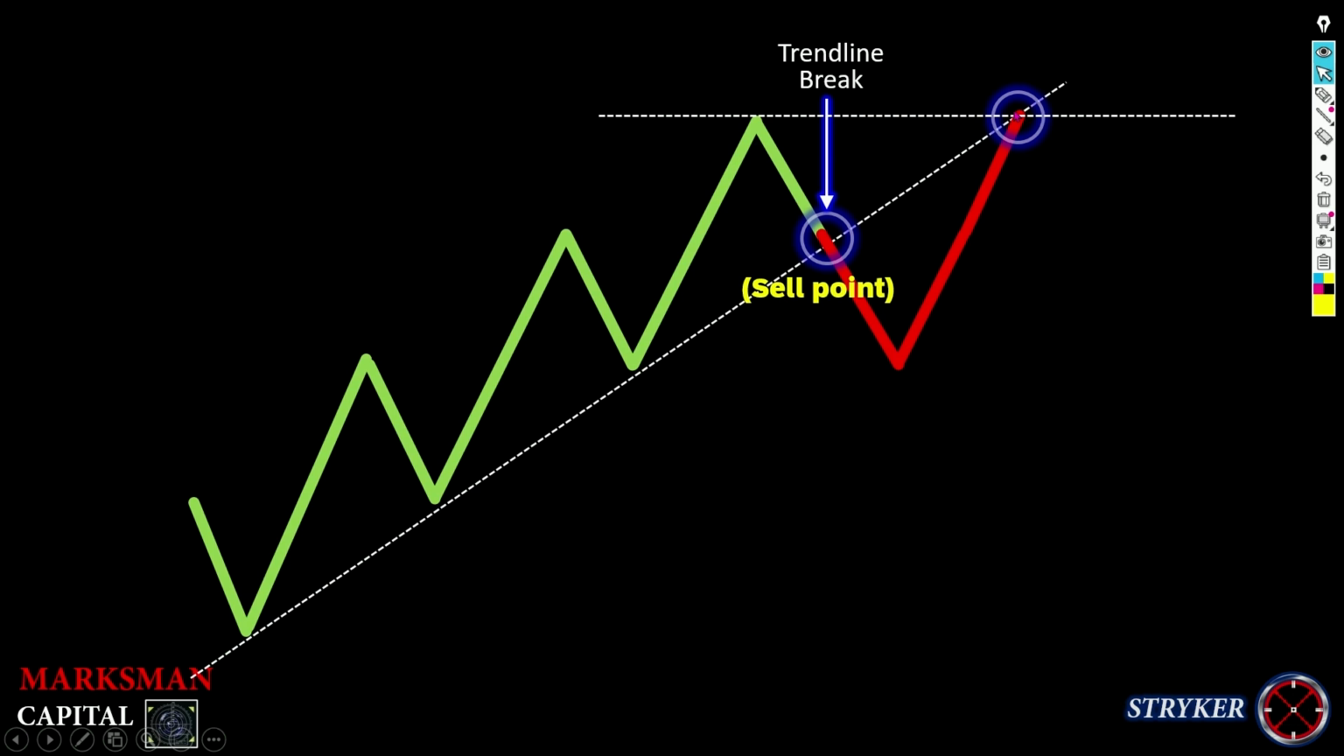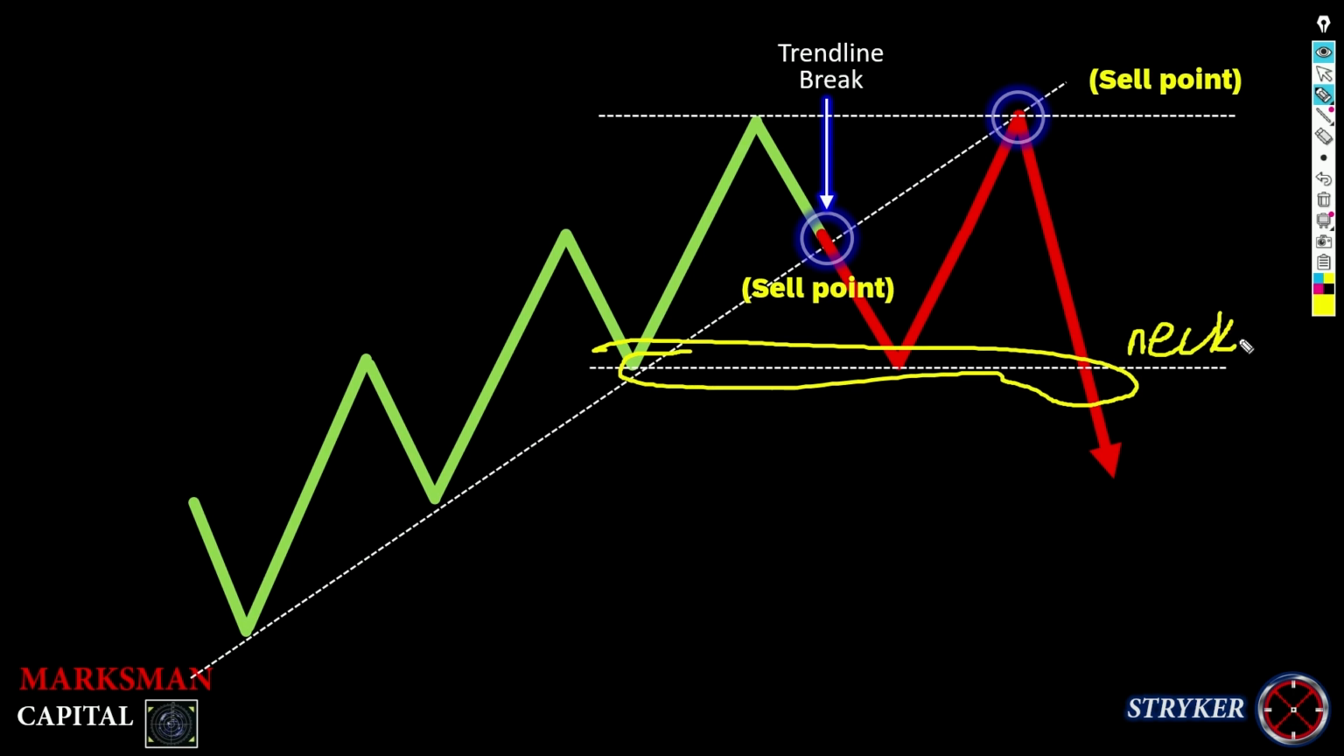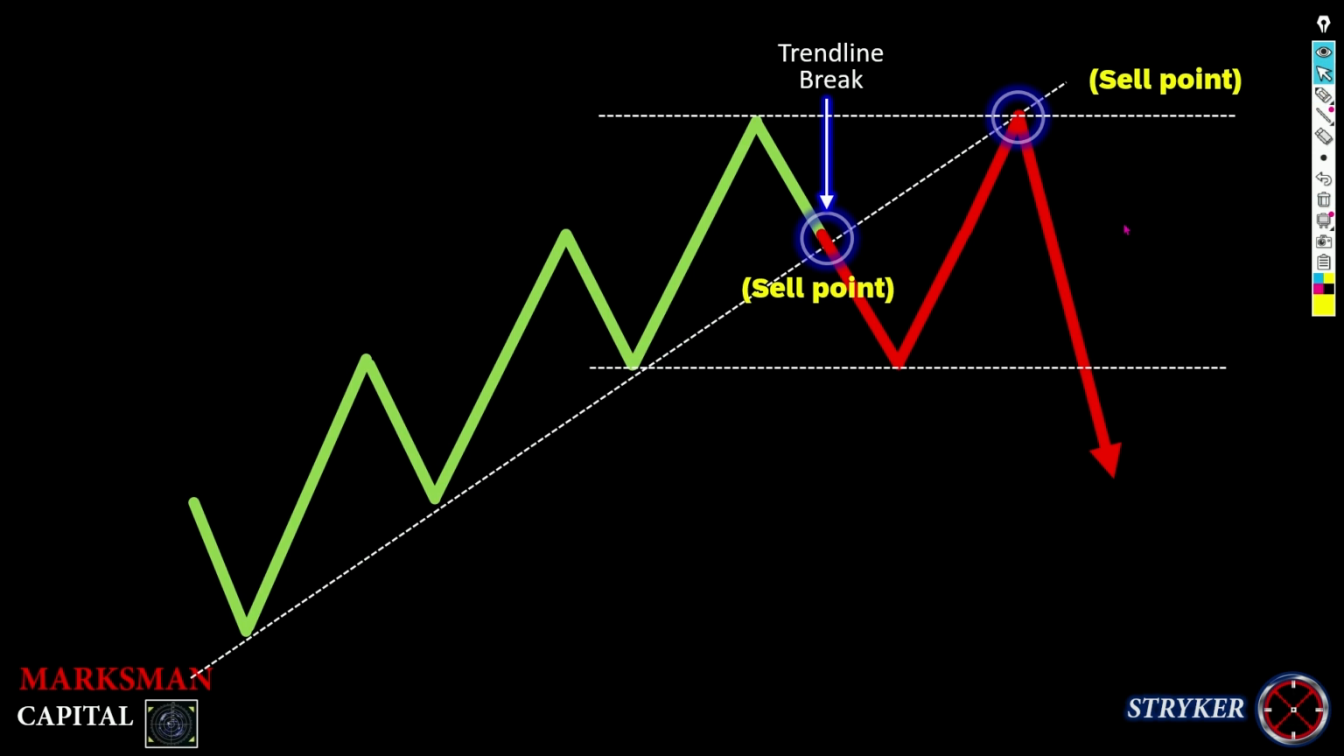But technically, this is what most of the sources say out there. All right. Then this is also another selling opportunity. And if it breaks the neckline, this part, this is what most people call the neckline. All right. So the neckline break is also a selling opportunity.